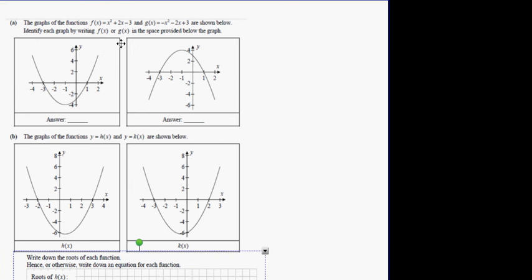Okay, so we're on to question 10. The graphs of the functions f of x equals x squared plus 2x minus 3 and g of x equals minus x squared minus 2x plus 3 are shown below. Identify each graph by writing f of x or g of x in the space provided below. So what I know straight away is that this is a u-shaped function. So this one here has to be f of x and the other one has to be g of x.